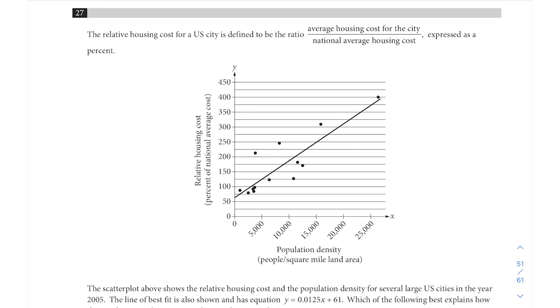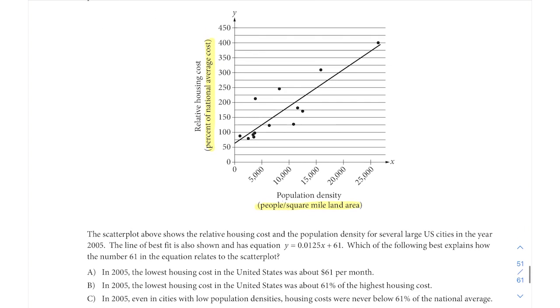We are taking a look at questions 27 and 28 here in section 4 of SAT Practice Test 4. For question 27, they tell us that what we see depicted in this figure is the relative housing cost for a U.S. city. They say it's defined to be the ratio of the average housing cost for the city over the national average housing cost, expressed as a percent. And those are the units that we see for each axis. So percent of national average cost here, and then population density here. So our percentage is a percentage out of the national average, and then they're showing this over population density for our x-axis.